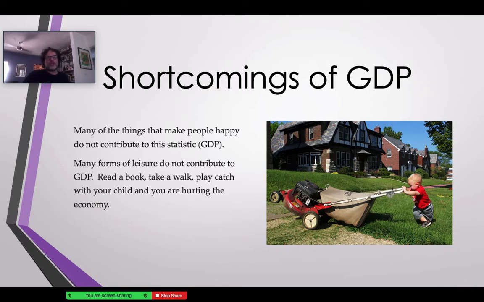We don't count leisure activity. When you read a book, when you take a walk, when you go outside and play catch, when you go to the beach, when you teach your child how to read, none of that's counted as part of GDP, but those are important things. They make a society better. And when you work around the house, not helping the economy, right? So we're only counting market activities when we talk about GDP.